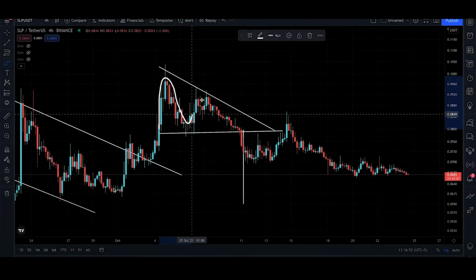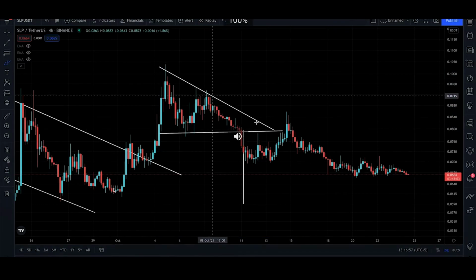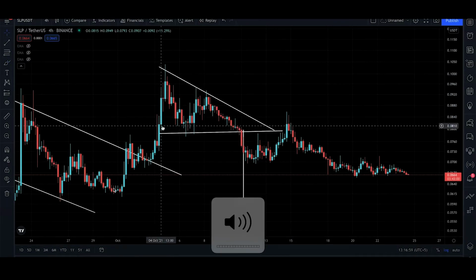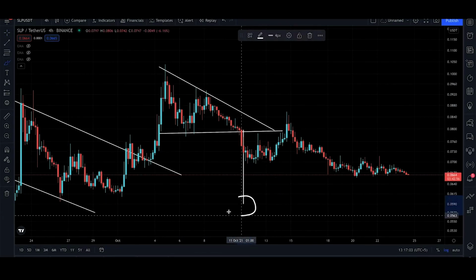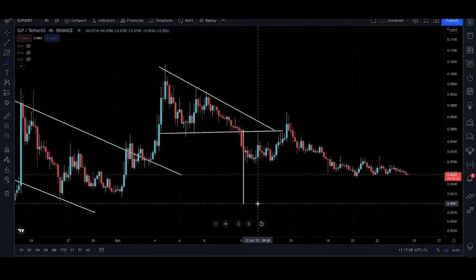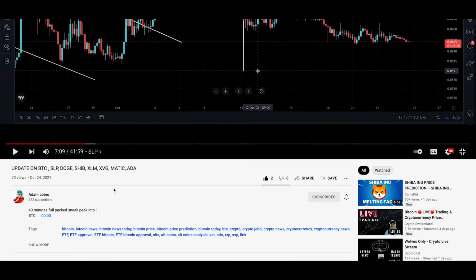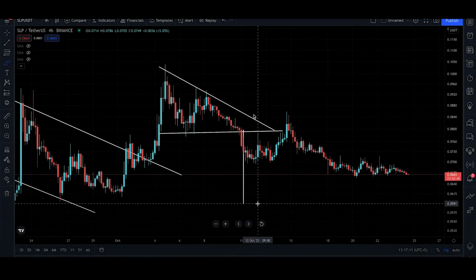Now what happened is we came down to form some sort of descending triangle. Do you see this? This was a descending triangle, okay? And the technical targets for this descending triangle haven't been met just yet. So the technical target for this descending triangle is 0.059, okay? Yeah, the technical target was 0.059. I made this video, if you go to my channel, on 24th of October, okay?